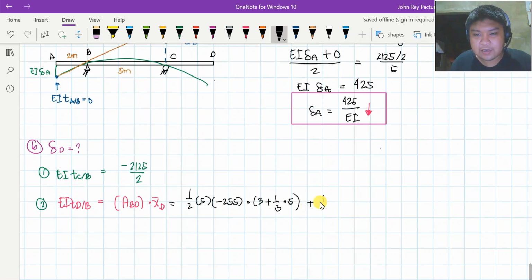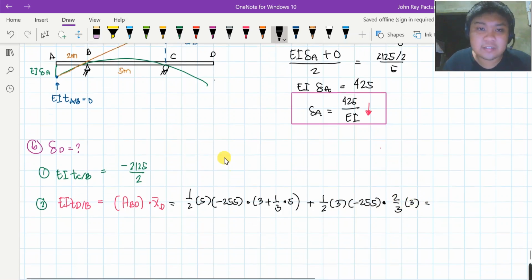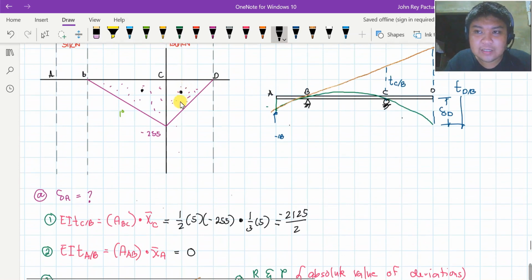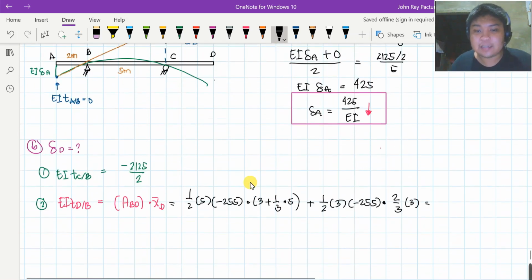So, yun yung mangyayari. On the other hand, another 1/2 ng 3, negative 255. Multiplied natin siya ngayon, class, ng simply 2/3 lang ng 3. Tama ba na 2/3 ng 3 siya? Yes, kasi nga, kung mangyayari dito, this is 1/3 of 3 and this will be 2/3 ng 3. Kasi nga, with respect sa point D ang kailangan natin.